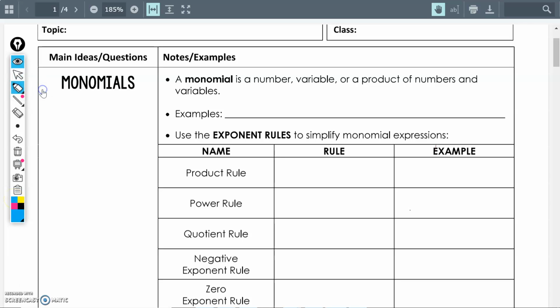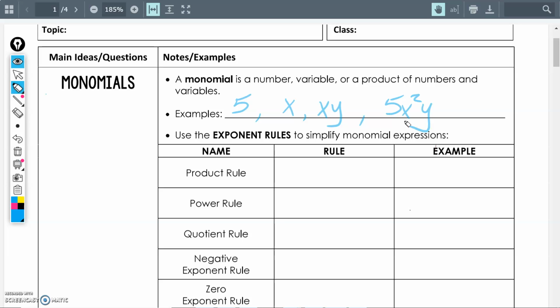We're going to start with defining monomials. A monomial is a number, variable, or product of numbers or variables. For example, a number like 5 could be a monomial. Variables like x or xy, or you can multiply them all together to make 5x squared y. Just no plus or minus signs.